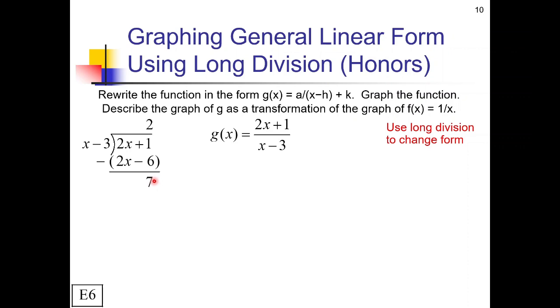Normally, we would rewrite this as 2 plus the remainder over the divisor, so 2 plus 7 over x minus 3. But because they want it in this form, we're going to write the 7 over x minus 3 first, and we're going to put this quotient of 2 afterwards, and that'll actually end up being our k value. So the a value ends up being the remainder. The divisor is your denominator, and then your k value ends up being your quotient, is the way this always works out. So this is now just that transformation form.